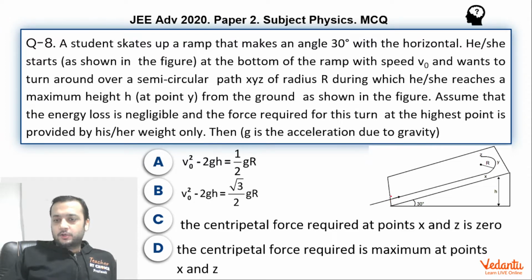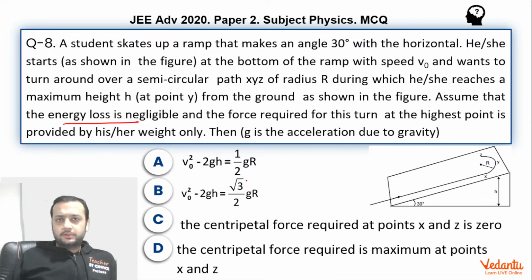A particle has been launched with an initial velocity of v0 from the bottom of an inclined plane of inclination 30 degrees. The particle will make a circular motion and then come back. The top point, which is Y, is at a height of h from the bottom. We have to ignore any energy loss. Also, at the top point, the centripetal acceleration is going to come from the weight of the particle only. So using these conditions, we have to comment upon v0 and check the options.